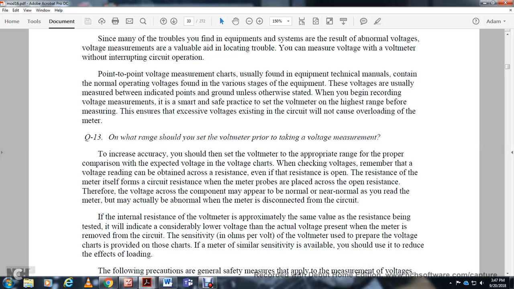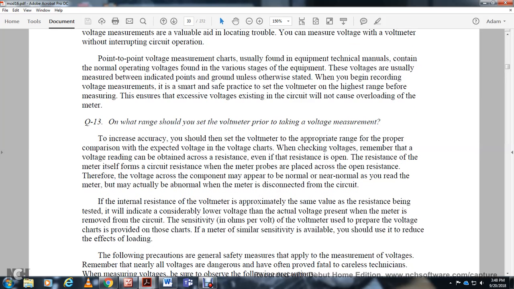If the internal resistance of the voltmeter is approximately the same as the resistance being tested, it will indicate a considerably lower voltage than the actual voltage present with the meter removed from the circuit. The sensitivity of the meter in ohms per volt should be provided on the voltage chart, along with overloads. Use a meter with a similar sensitivity to reduce the effect of loading.